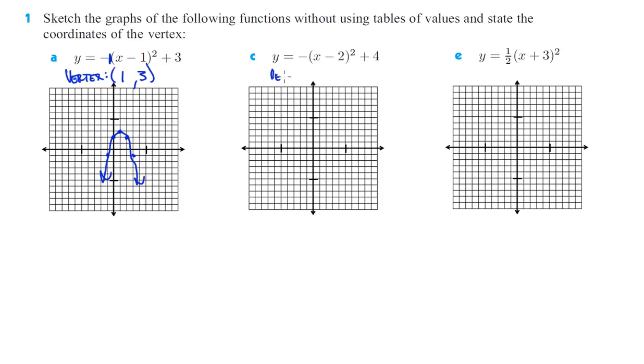Okay, vertex here is at 2, because 2 minus 2 is 0, and 4. So we go over 2, up 4. And again, this is negative 1, so we're going to go down 1, over 1, and then down 3, over 1. Oops, let's see, I think I went too far. Yep, that should be this one right here. So let's do that again. Okay, down 1, over 1, down 3, over 1, and then there's our graph there.